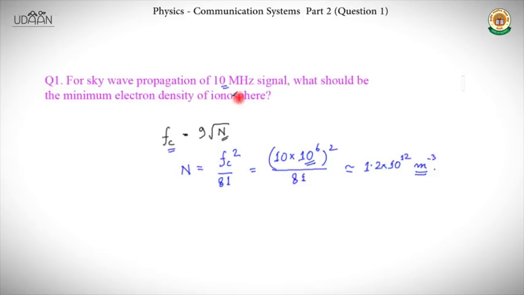We were given a frequency and we were asked to find the minimum electron density of the ionosphere in order for that frequency to be reflected back. Okay, so we'll move on to the next problem.